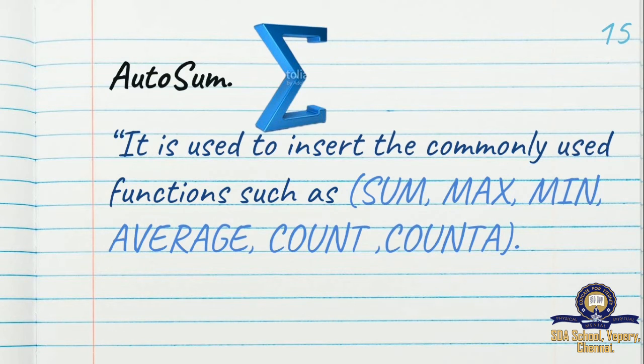You can directly go there and select sum. It will sum for you. If it is 40 values or 50 values, anything, it will sum. Maximum, minimum, anything, it will just give you the output directly with one click. So that is AutoSum.